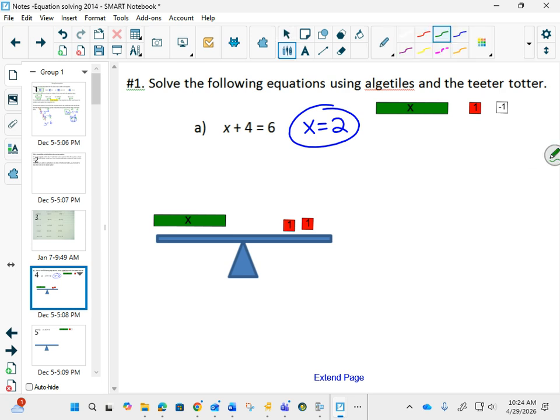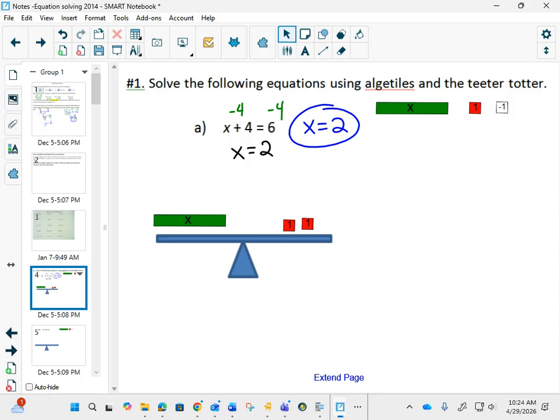Mathematically, what I did here is I subtracted 4 on this side and I subtracted 4 on this side. When I subtracted 4 on this side and 4 on that side, does it make sense that this side only had an x left? And this side only has 2 left, and that solves our equation. It's like a balancing act that way. Okay? That's an idea to visualize it.